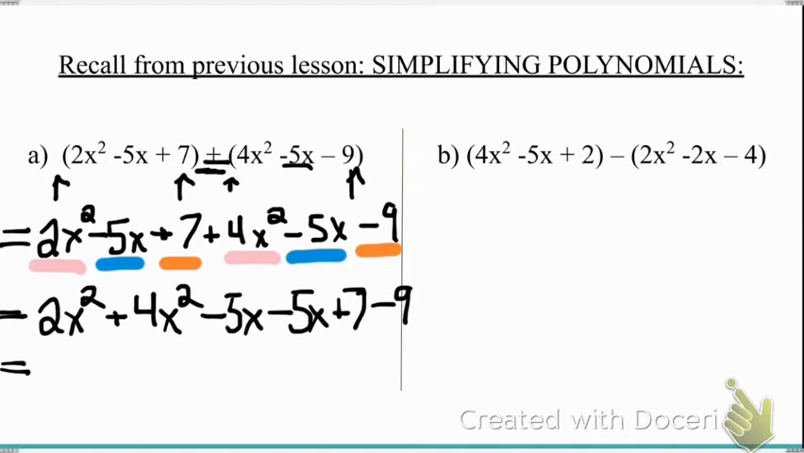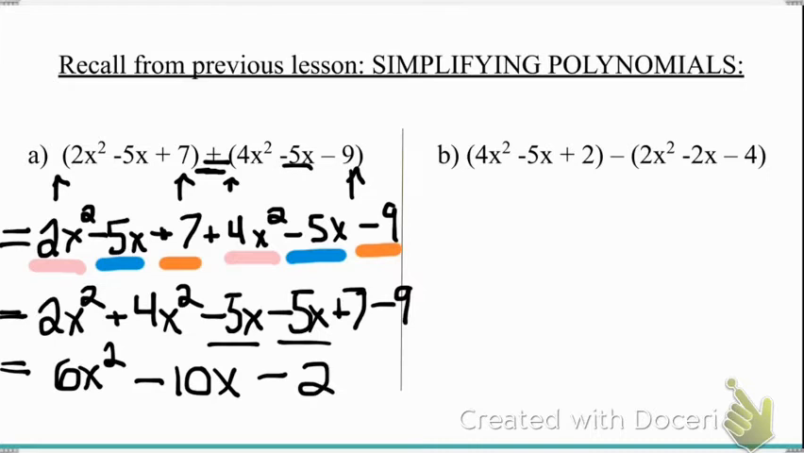So if I have 2x squared plus 4x squared, that gives me 6x squared. So I have negative 5x, subtract another 5x, that's going to give me negative 10x. And if I have positive 7 and I'm subtracting 9, it's going to give me minus 2. Okay, and that's the final answer. Because these are not like terms, we can't go any farther.